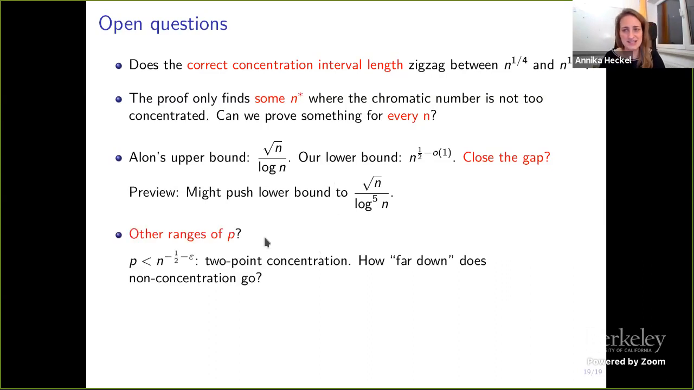Finally, I was talking about G(n, 1/2) the entire time. I'm pretty sure the proof also works for other constant p. But coming from below up to n to the minus 1/2, we have very sharp concentrations. So it would be very interesting to know where these two regimes meet. So until what point do we have non-concentration going down until we meet this very, very sharp regime? Right. Thank you for your attention.